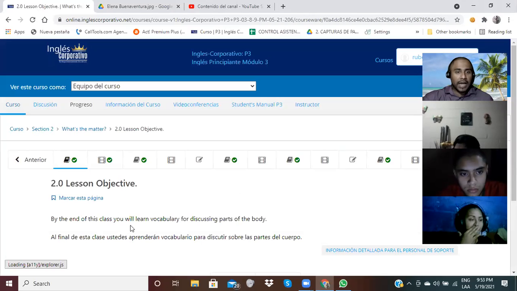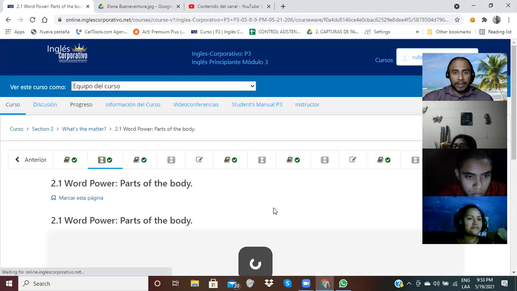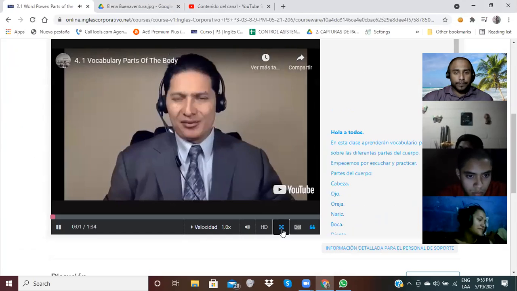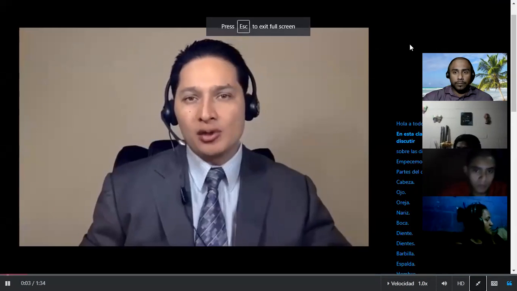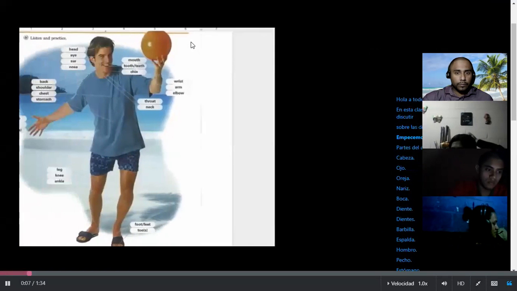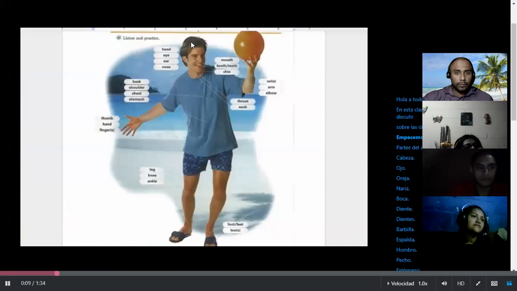By the end of this class, you will learn vocabulary for discussing parts of the body, partes del cuerpo. Listen, please. Discussing different parts of the body. Let's get started by listening and practicing.